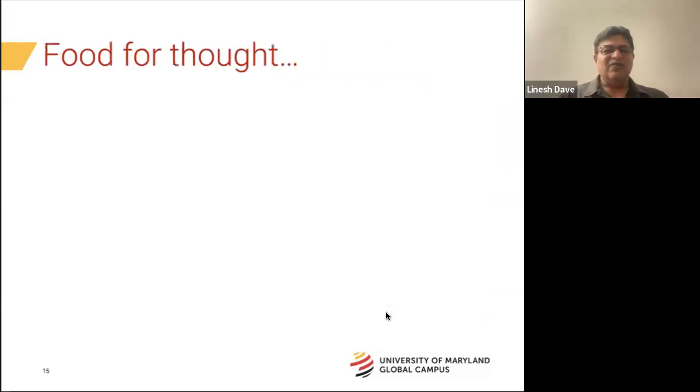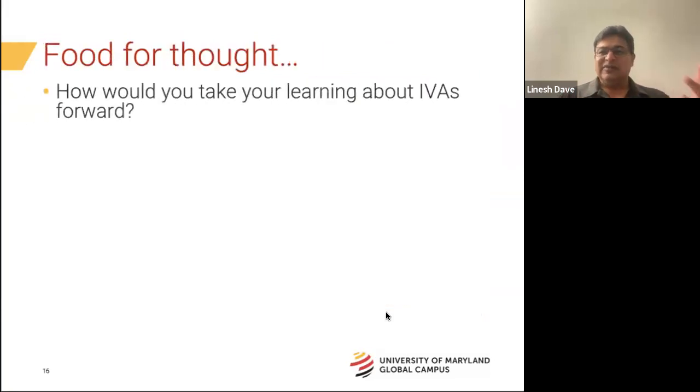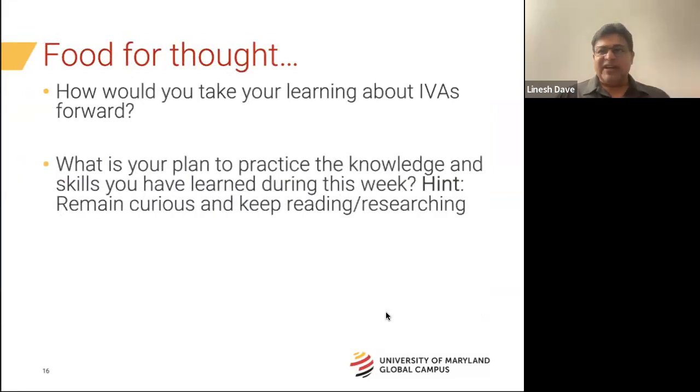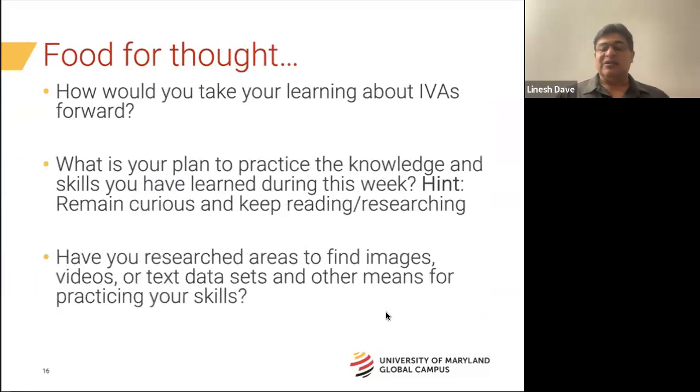All right. So food for thought, as I always do after every module: how would you take your learning about IVAs forward? Reading through material, finding out stuff, keep researching, keep practicing what you learn, remain curious, and, as I say, keep reading and researching. That's the best way you can keep working on it. And research areas where you can find data that you could use for practicing your skills.